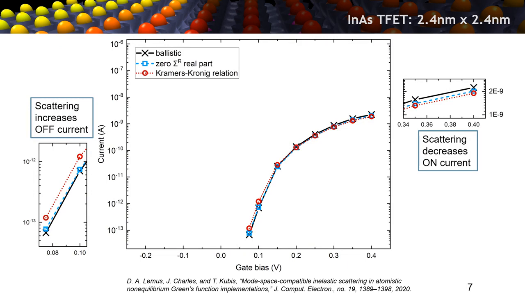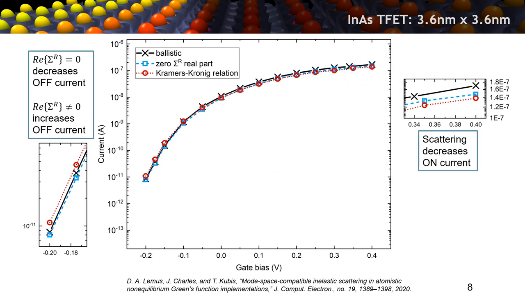So first we show the IV characteristics of a square 2.4 nanometer wide TFET, and the inclusion of scattering with and without the real part of sigma r, as you can see, increases the off current and decreases the on current.